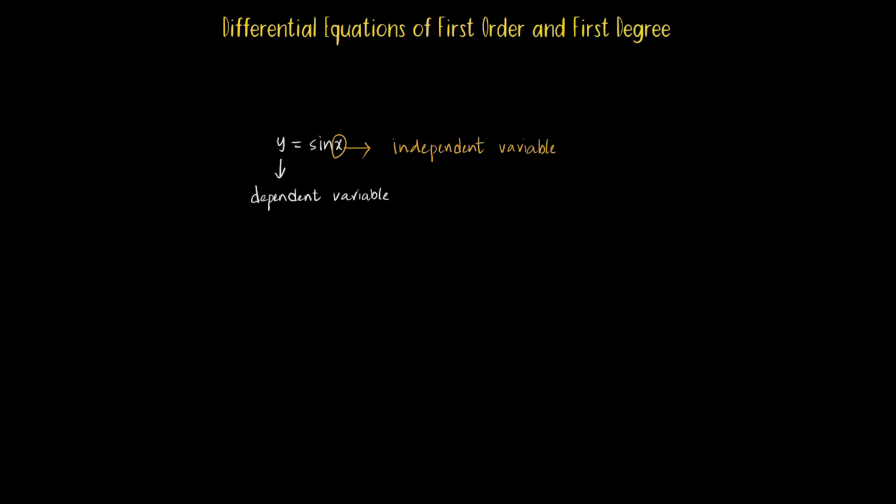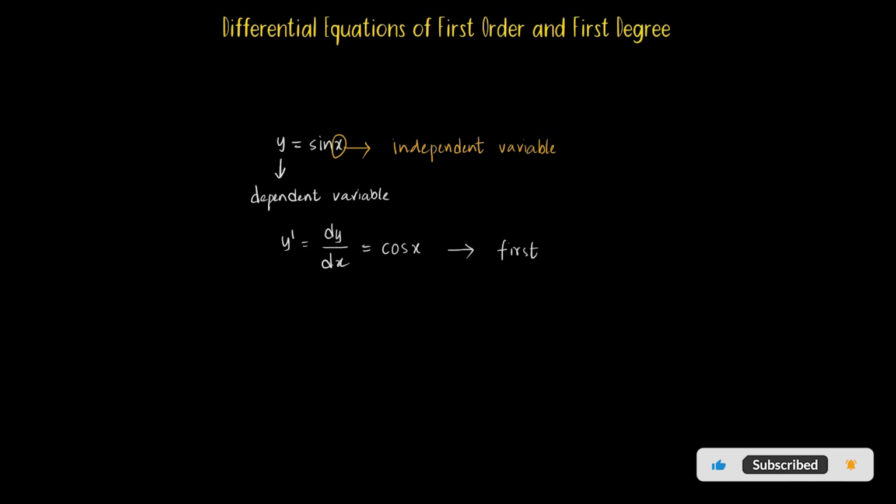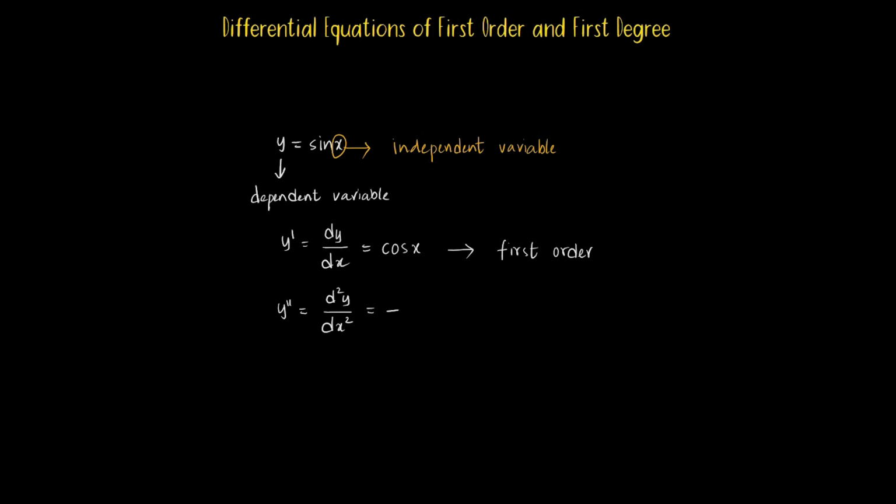Now let's differentiate this equation. Y is equal to sin x, so y dash, that is dy by dx, equals cos x. This is a first order differential equation. Differentiating again, we get y double dash, that is d square y by dx square, equals minus sin x. This is a second order differential equation. Here in both cases, the degree is 1.